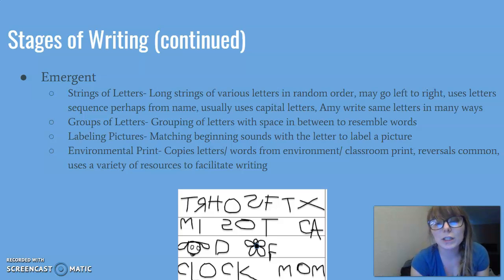They copy letter words from the environment to classroom print. Reversal is common, and they use a variety of resources to facilitate writing. So at the very bottom of the example, you can see they wrote clock, most likely because there is a clock in their classroom, and it's probably labeled as well. And then they wrote mom, so they probably said, "Mom, how do you spell mom?" And then they wrote that.